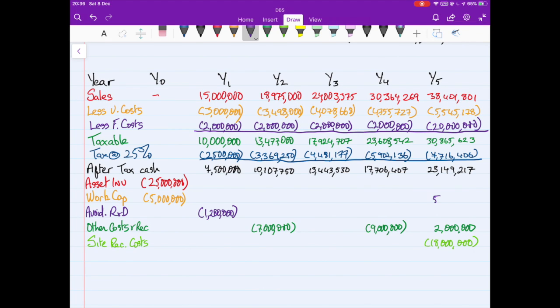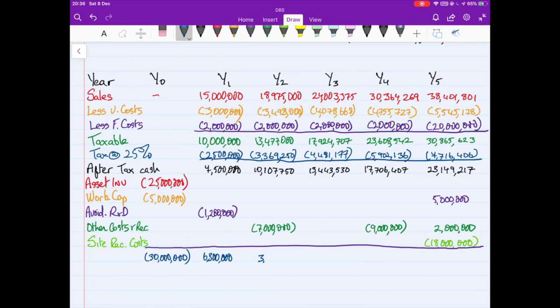And so we have other costs then that occur at different stages. So we have additional working capital. We have other costs that go out at different times. We also have the working capital coming back at the end and we also have site reclamation costs. And so by the time we calculate all of those out, we have a series of cash flows that are in and cash flows that are out.